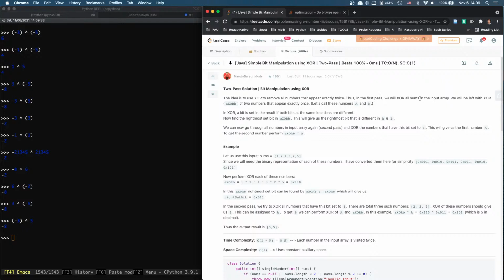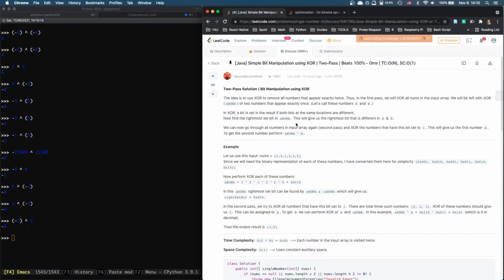We will exclusive OR all numbers in the input array, and we will be left with the exclusive OR result. A bit is set in the result if the bits are different in the same location. Now find the rightmost set bit. This will give us the rightmost bit that is different. We can now go through all numbers in the array again that have this bit set to 1. This will give us the first number.